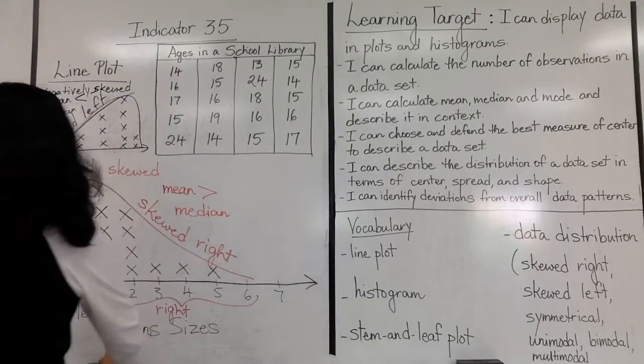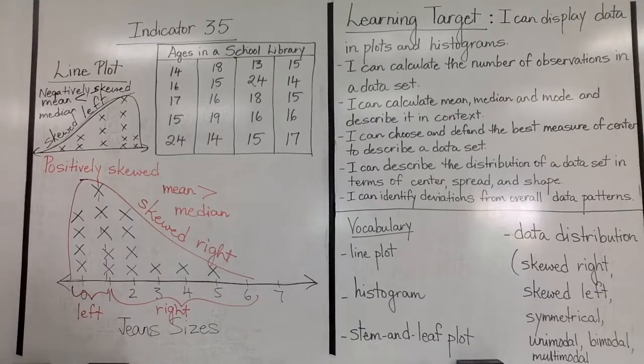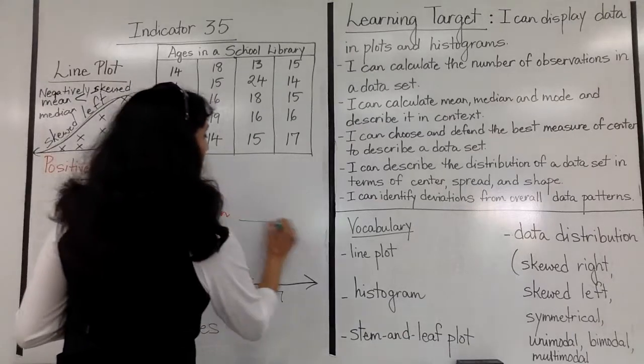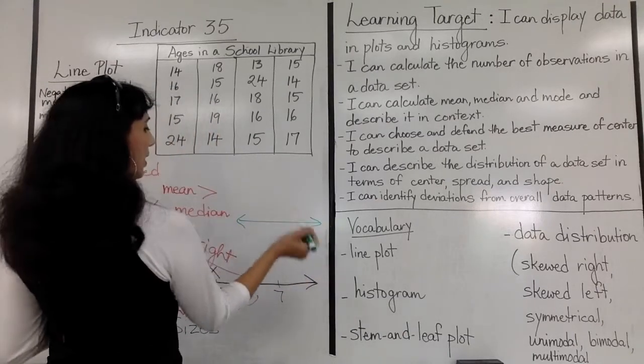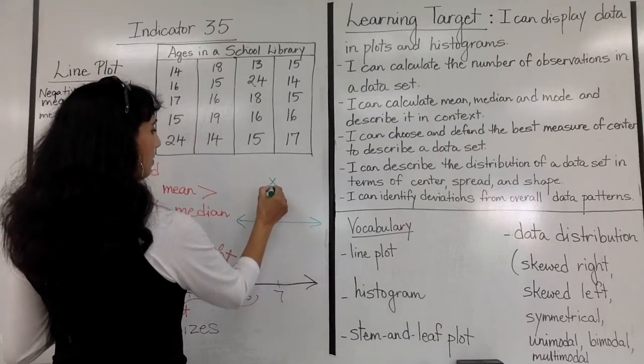Let me just show you over here. A symmetrical graph would be one. Let's say I have this, and I'm just making up something again.